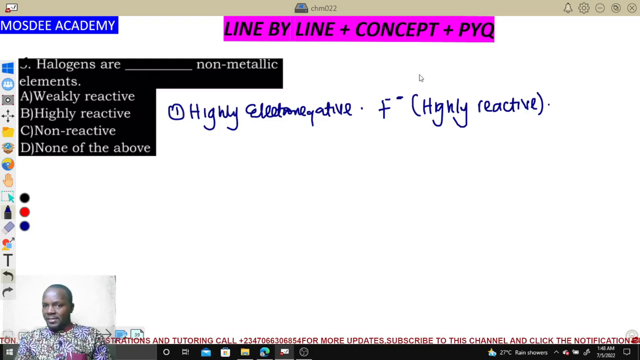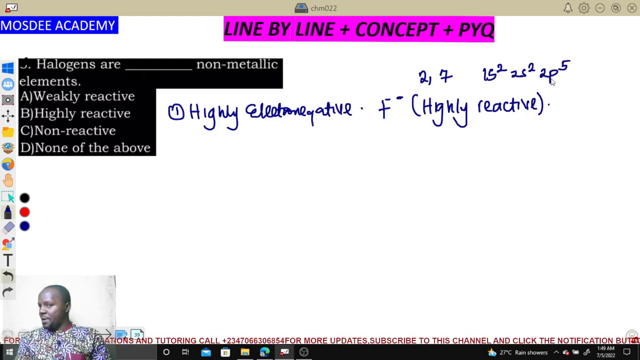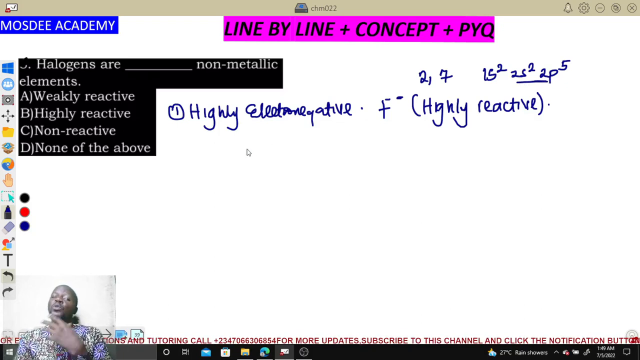Because you can see, if you write this the old school way, you say 2,7 configuration. If you want to write the new way, we say 1s2, 2s2, 2p5 for fluorine with atomic number 9. I told you ns2 np5 is the general configuration that ends every member of group 17. So without wasting time, I hope you are getting this. They are very, very reactive is the correct answer to this. We can move to the next question.